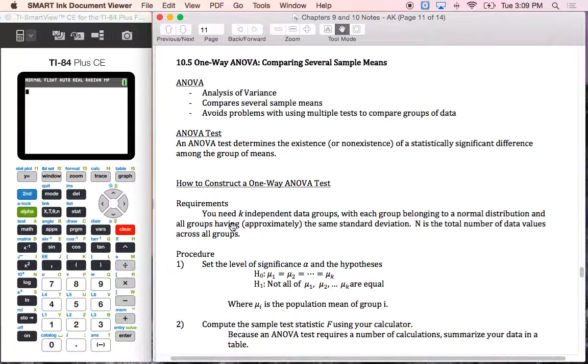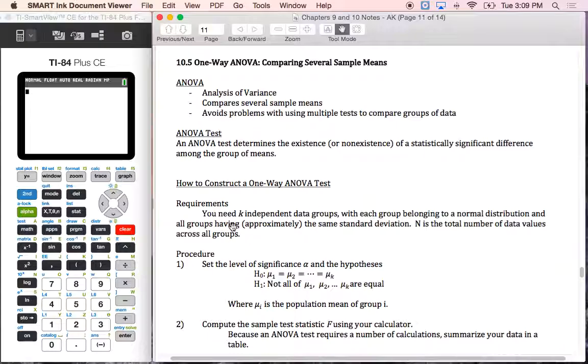10.5 is an ANOVA test, and this compares several sample means. ANOVA means analysis of variance. It compares several sample means at once, and it avoids problems with using multiple tests to compare groups of data. For your ANOVA test, it determines the existence or non-existence of a statistically significant difference among the group of means.